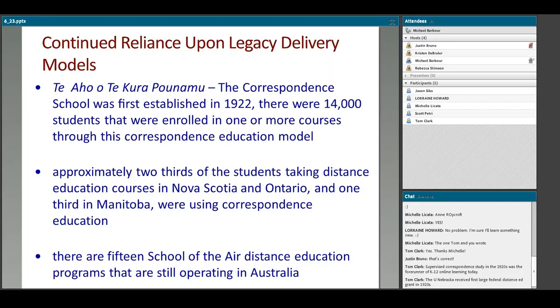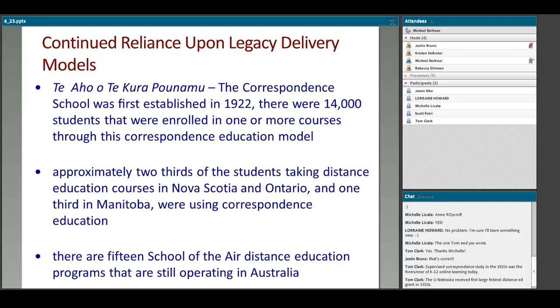But even if you look at Canada as a good example, the industrial province of Ontario still has approximately two-thirds of the students that take distance ed courses in that province taking them through the Independent Learning Center, which is a correspondence-based unit. Almost all of the elementary distance education that's provided in any province in Canada is done through correspondence as opposed to being in an online format.